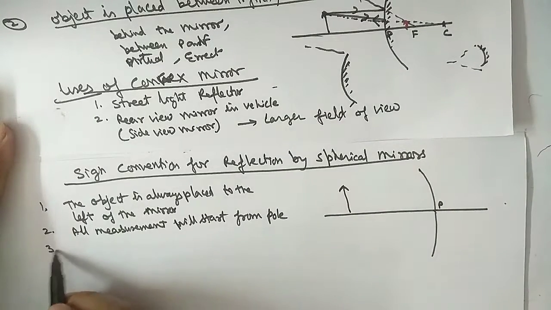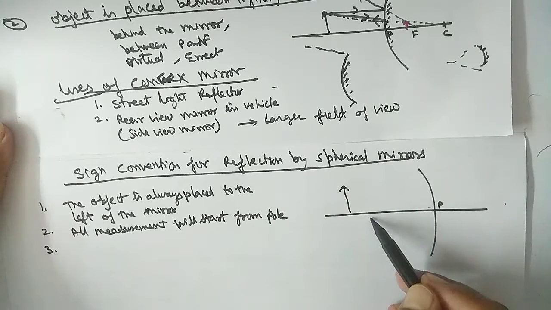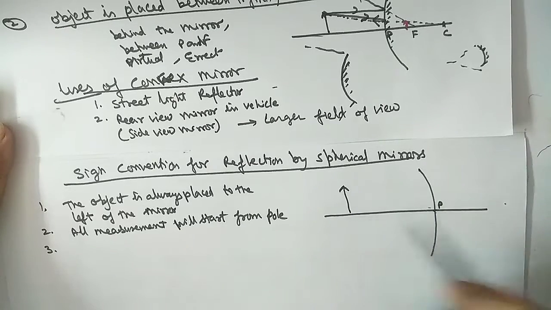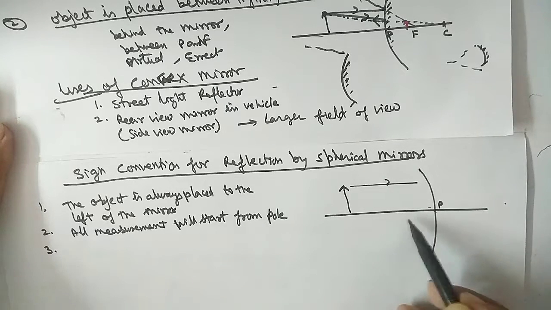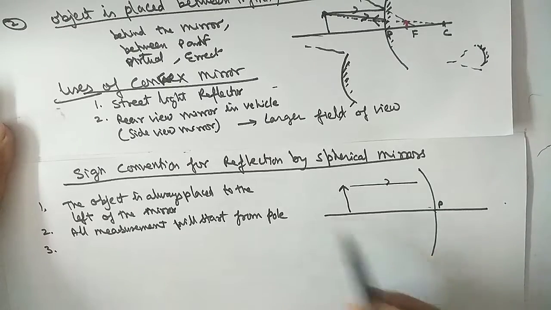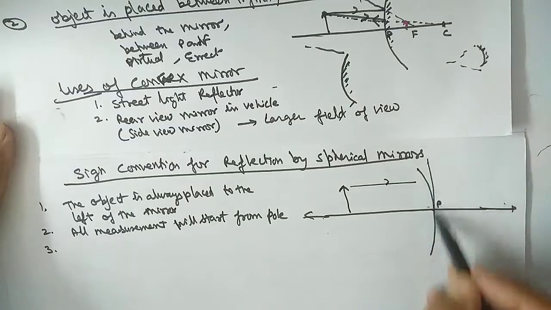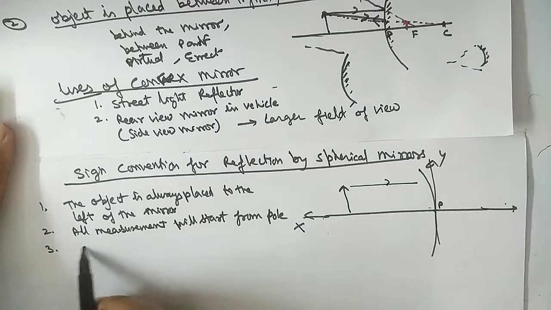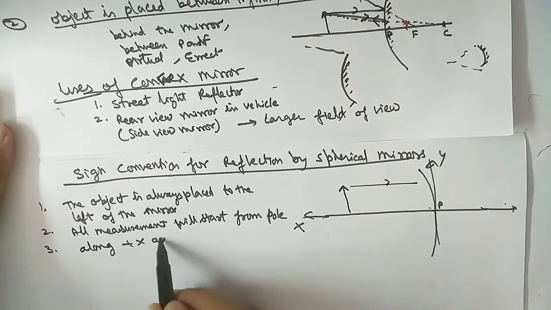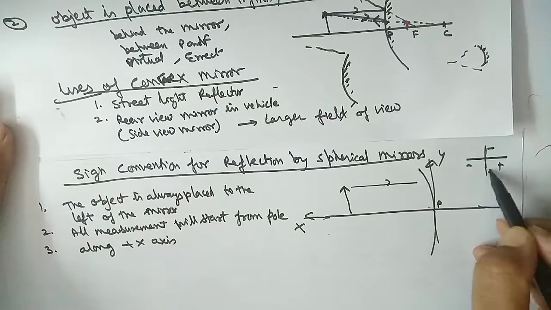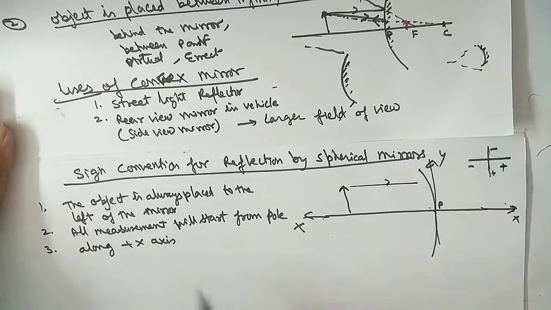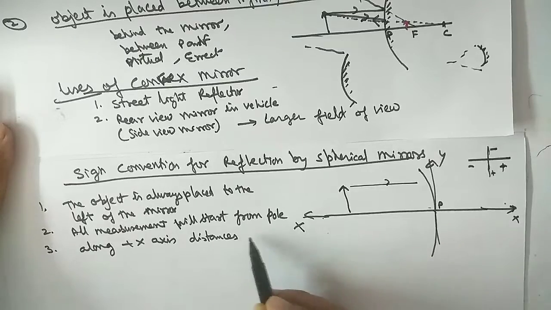Okay, and if you are measuring this side, then it is always positive. Suppose the ray is going in this direction; if you are measuring in the opposite direction, that is the minus x axis direction, it is negative. This is the y axis, this is the x axis. So if we are moving along the plus x axis, the measurement will be positive. So remember, along the plus x axis, distances will be positive.